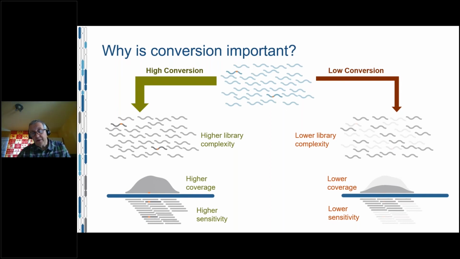On the contrary, if you have a library prep kit with low conversion rate, only a minor fraction of your initial molecules might end up in your library, resulting in lower coverage, lower sensitivity, and, by the stochastic nature of how those molecules enter into your library, it might even happen that the variants you're looking for are not even part of the library you finally will be sequencing.